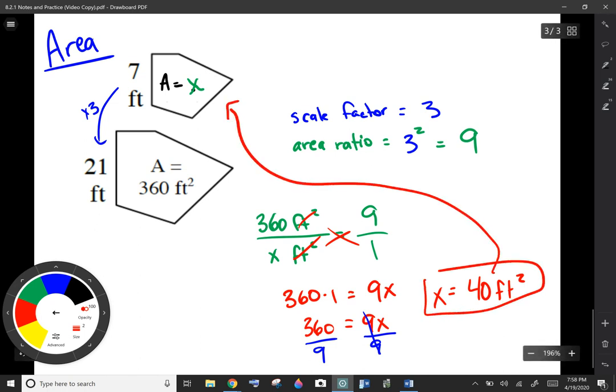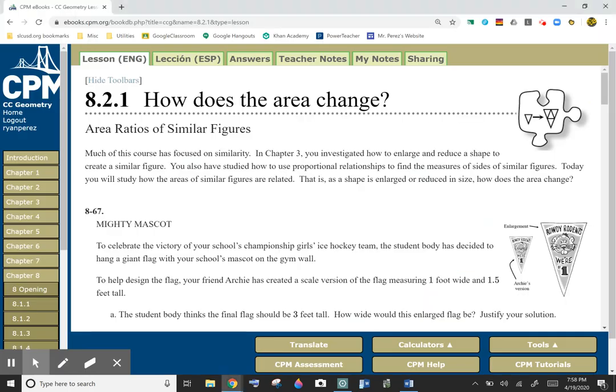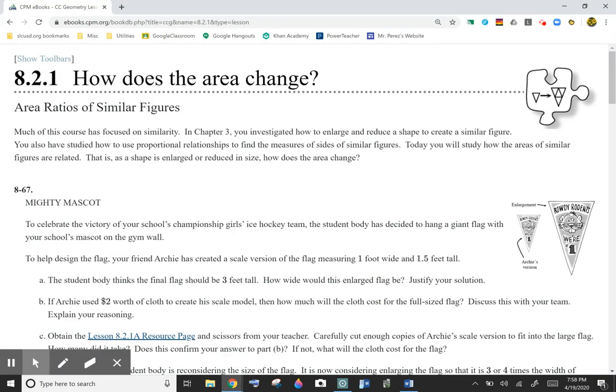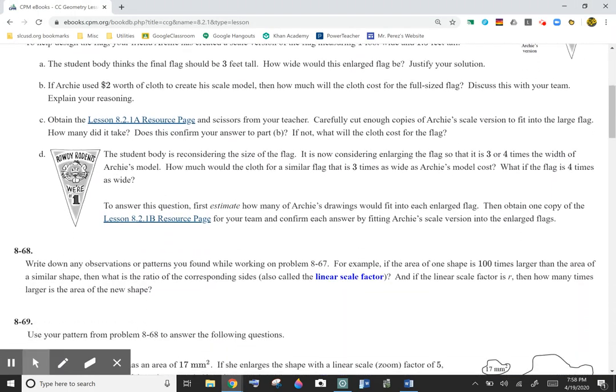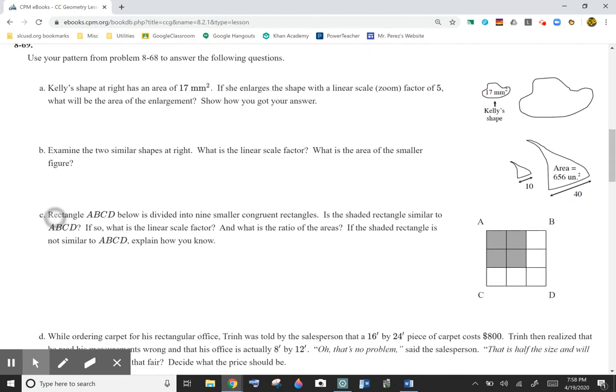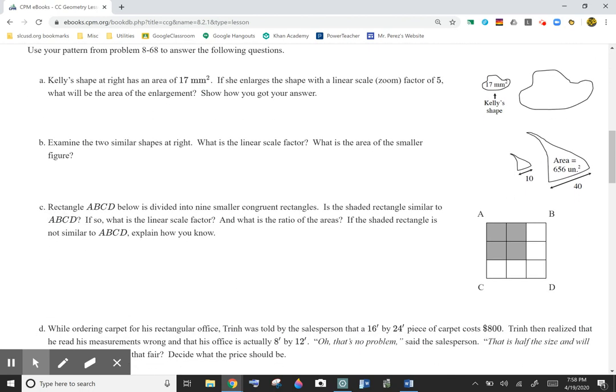So I would use these two examples to work through the practice problem. Our practice problem is actually going to be from the CPM lesson as well. If you look here, it is problem 869, A, B, C, and D. So those are the 4 that you'll just continue on from here to work through as your assignment for today.